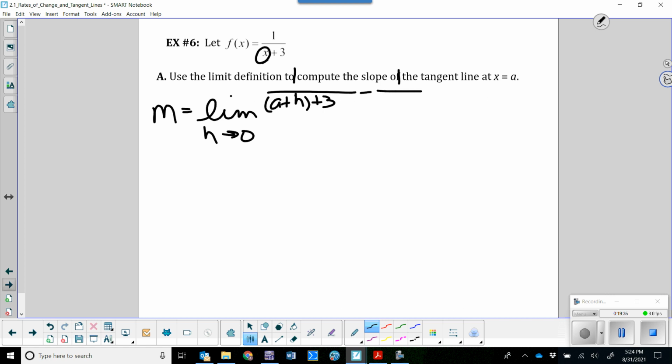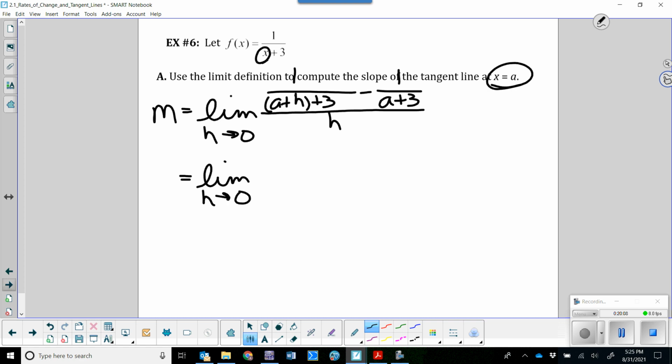Minus 1 over, I'm replacing x with a. So the reason I'm using a is I'm saying let's do it at x equals a. Okay, so we're putting a in place of x, and that's all over h. And so that's the formal definition, f of x plus h, or a plus h. So I'm substituting a plus h in place of x minus f of a, so just put a in place of x, over h.